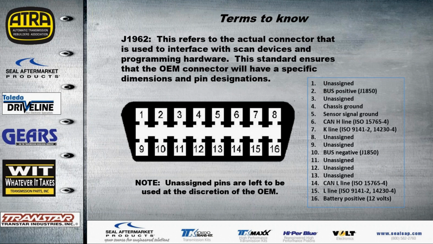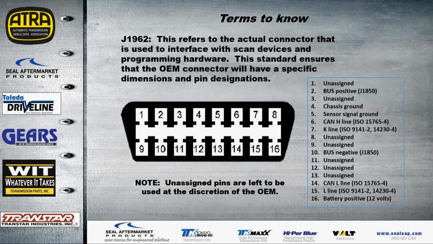The J1962. This refers to the actual OBD2 connector, as we refer to it in the aftermarket, and it actually specifies the dimensions as well as the pin designations as you see listed on the right-hand side. And this is a standardized format for the automotive applications.